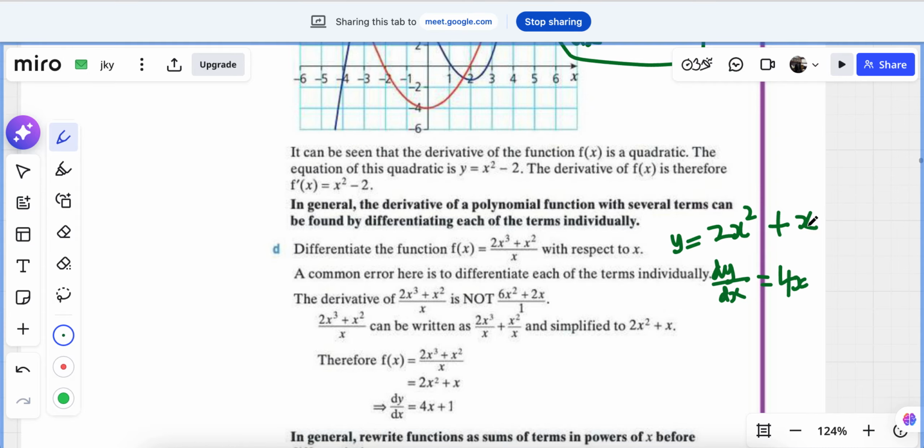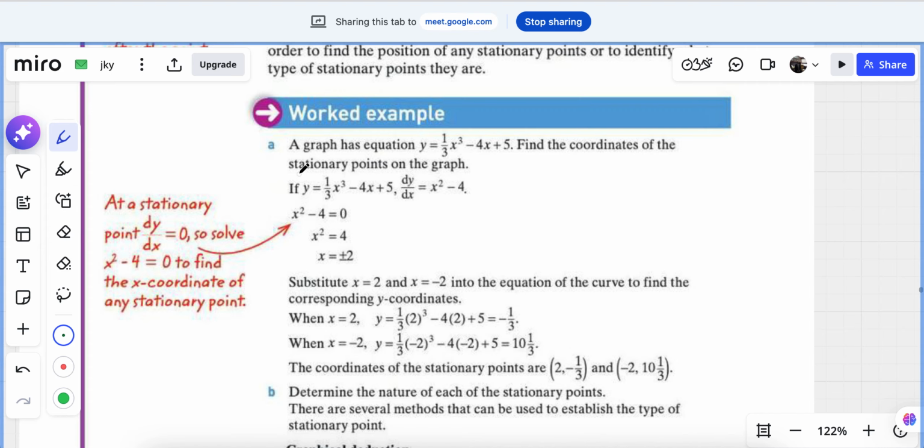y equals 1 over 3 x cubed minus 4x plus 5. Find the coordinates of the stationary point of the graph. You see, this question is in every Cambridge paper, this particular one, and the one I showed you before. These are the two ways in which it comes. Okay? They give you a function, they say find the coordinates of the stationary point of the graph. So you know what we do? We differentiate this, we equate to 0.